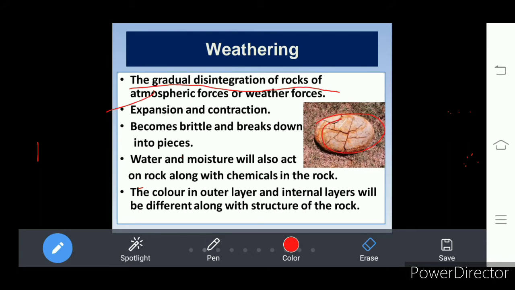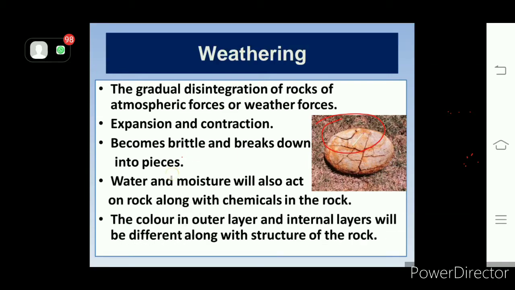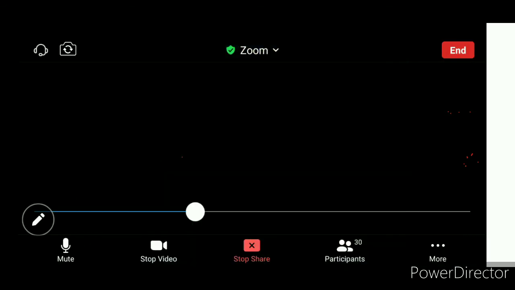Okay, so in the weathering process we see the color of the outer layer is changed compared with the internal layer of the rock. So this is the first stage in the denudation process, where the rocks are disintegrated by the air and water. Okay, then after this we find another stage, that is erosion.